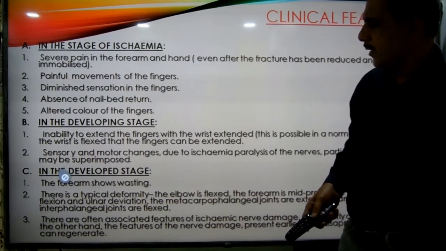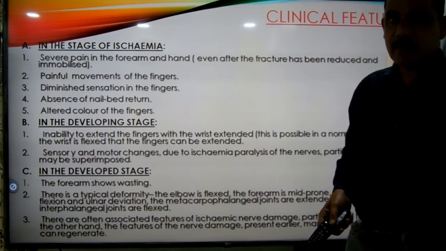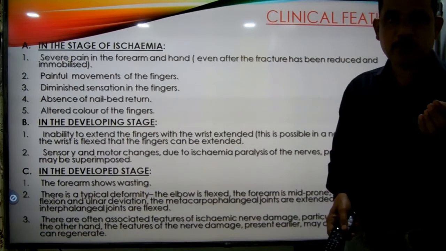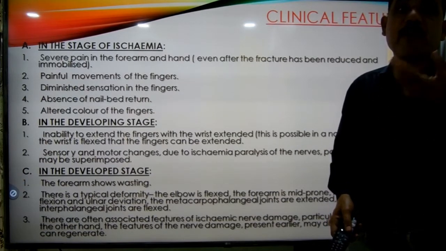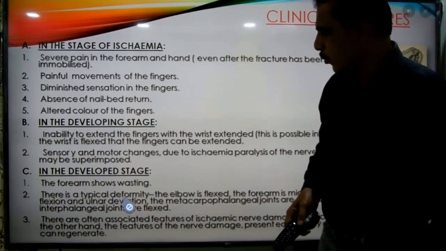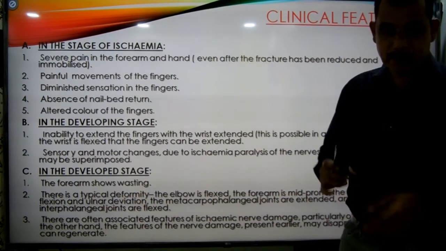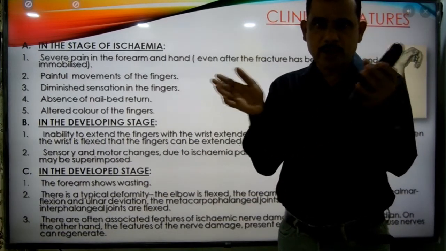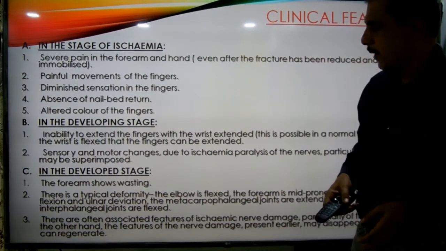Inability to extend the fingers, and sensory and motor changes due to damage to or involvement of the nerve. Then in the developed stage, ischemia occurs, necrosis takes place, and after that healing takes place by fibrosis. At that time, what changes take place? First, the forearm shows wasting: the muscles of the forearm get wasted, become small, atrophy. Wasting of the forearm is common.